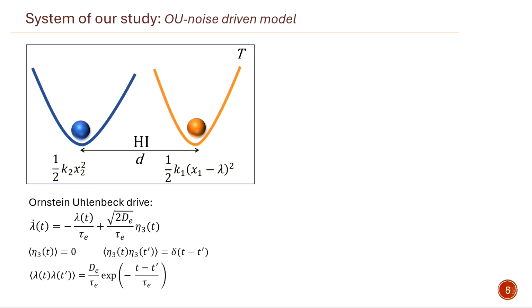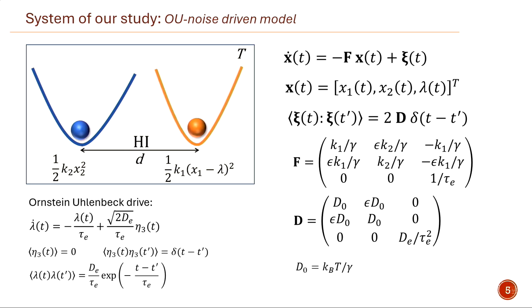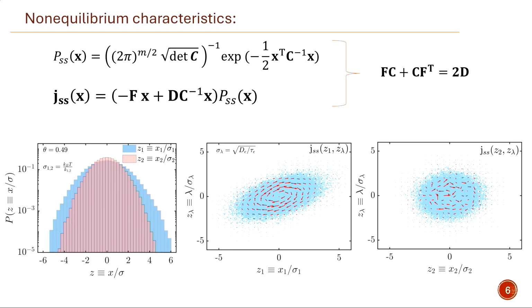To do that, we experimentally design a system where we simply trap two colloidal particles at a finite separation d, and to take the system out of equilibrium, we perturb one of the particles with an Ornstein-Uhlenbeck noise such that the dynamical equation of this whole system can be written in terms of x1, x2 and lambda. With the hydrodynamic interaction, this system is linear. We can write down a force matrix and a diffusion matrix with the cross diagonal terms there. And this system is multivariate Gaussian.